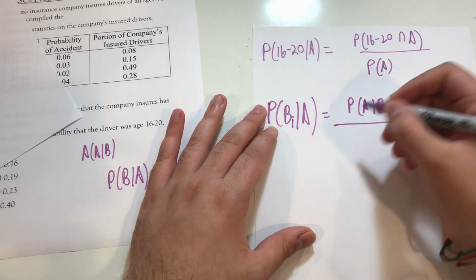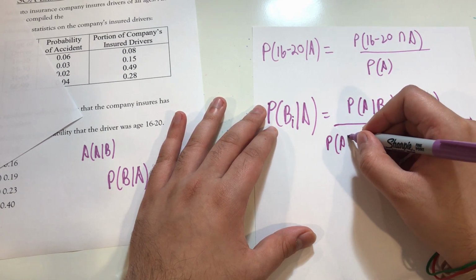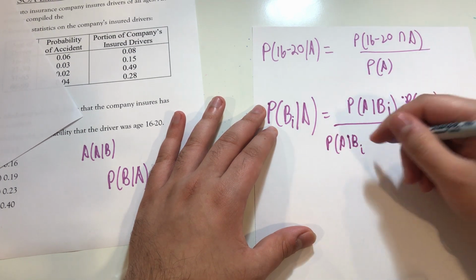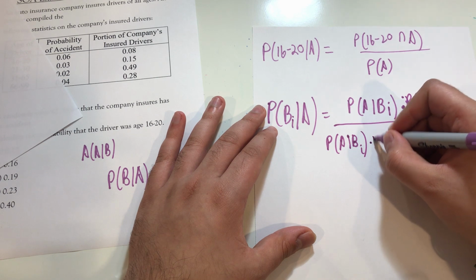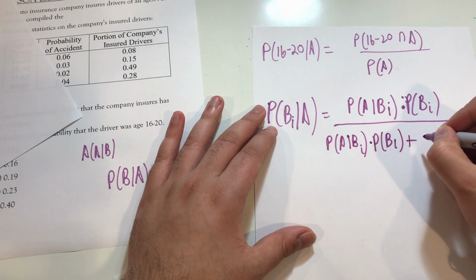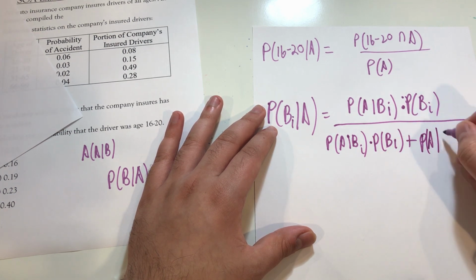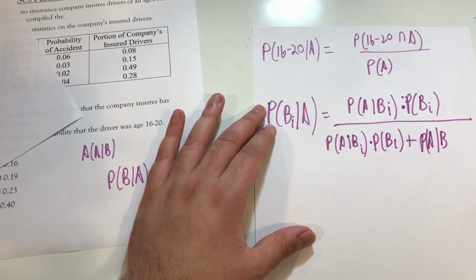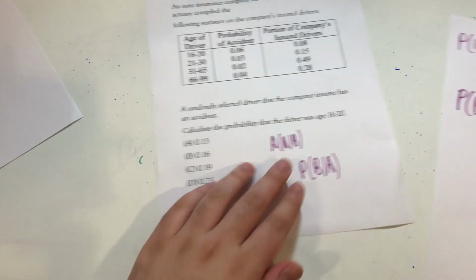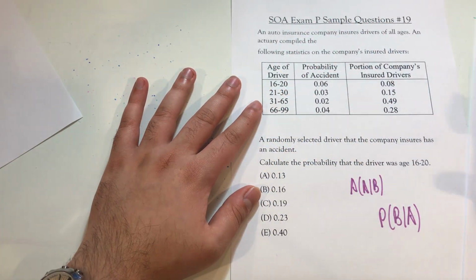So that would be, for example, the probability of A given B I, where I is one of your categories, multiplied by the probability of being in B I, plus the probability of A given B, and then the next thing, and that continues for all the possible categories. In this case, our categories are the age groups, so we would have to do one for each age group.